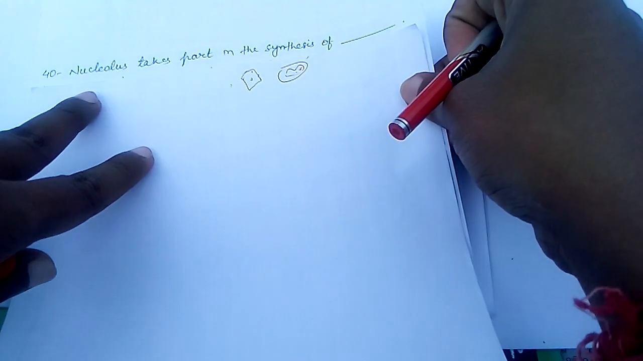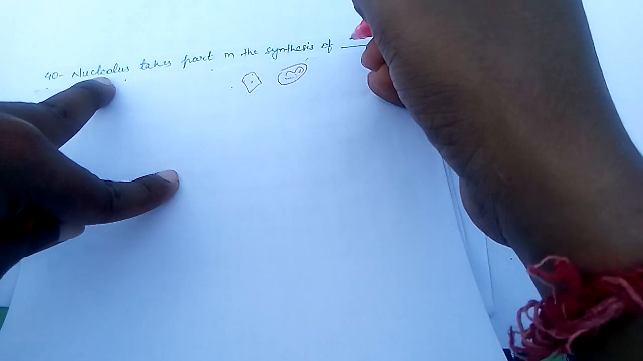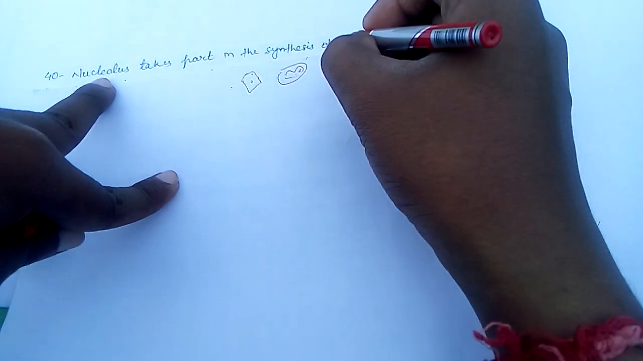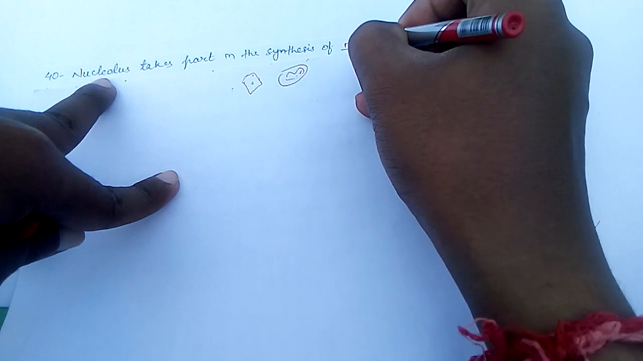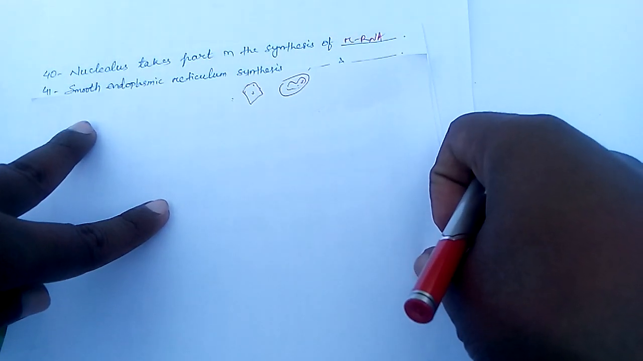Question number 40. Nucleolus takes part in synthesis of dash. Nucleolus is present inside the nucleus and it takes part in the formation of rRNA. Synthesis or formation of rRNA is the correct answer.